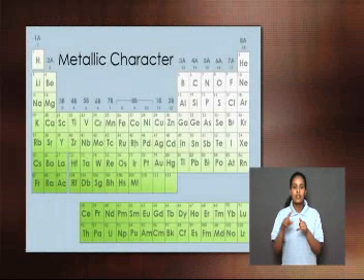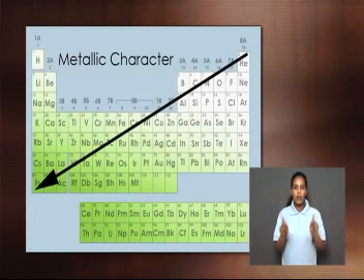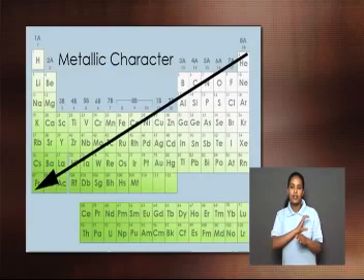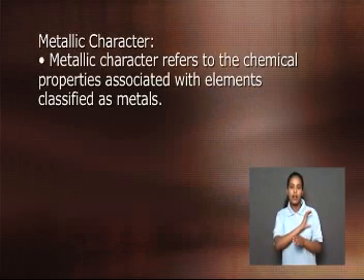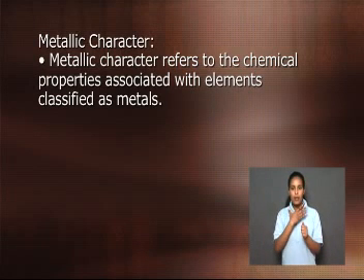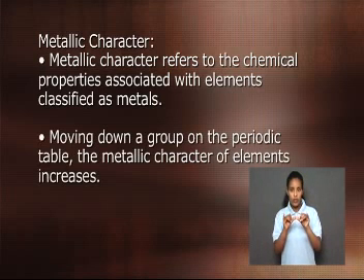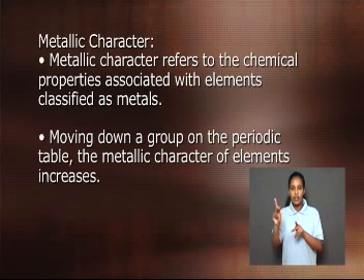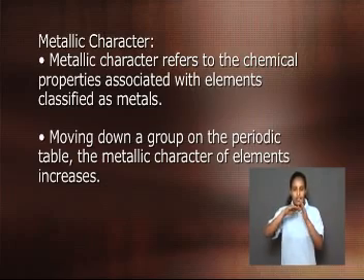Finally, the last trend we are going to discuss with regard to groups within the periodic table is metallic character. Metallic character refers to the chemical properties associated with elements classified as metals. Moving down a group on the periodic table, the metallic character of elements increases. This is because, as you move down a group, the attraction from the nucleus to the valence electrons decreases.